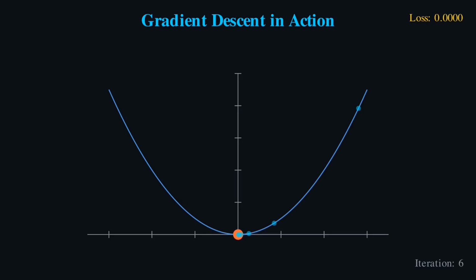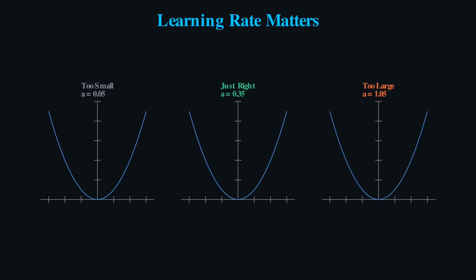We start at a random point on the loss curve. We calculate the slope. We take a step downhill. Then we do it again and again. With each iteration, the loss gets smaller. The model gets better. Step by step, it finds the minimum. This process, repeating the update rule over and over, is called an epoch. In real AI training, this happens thousands, sometimes millions of times.